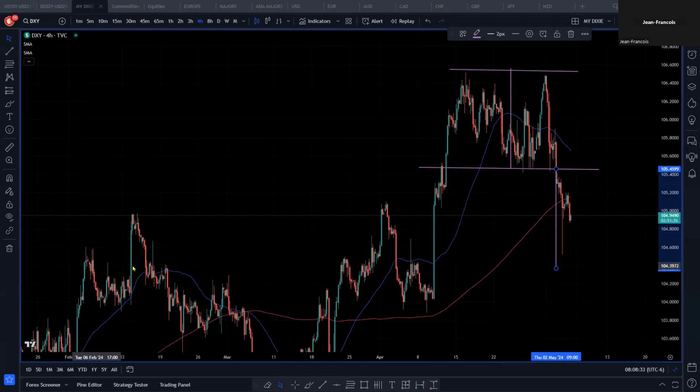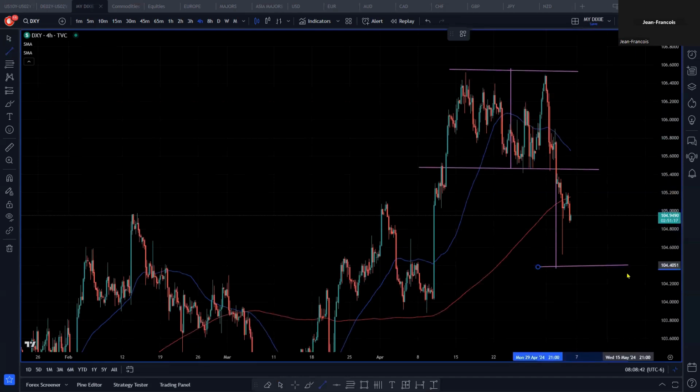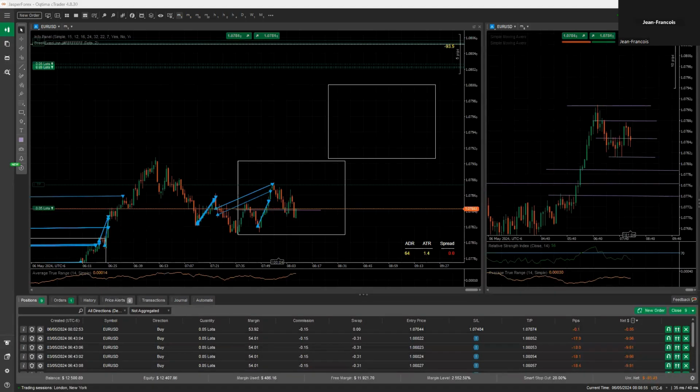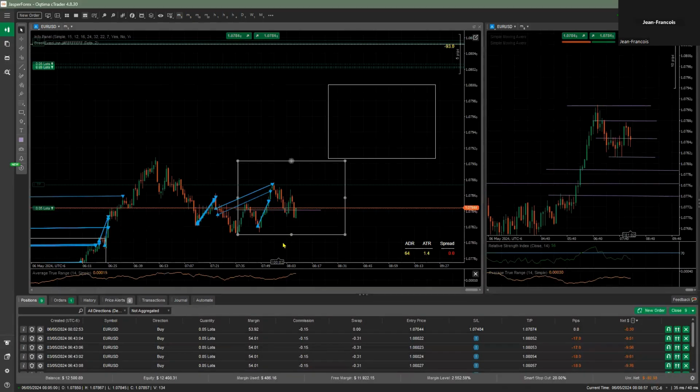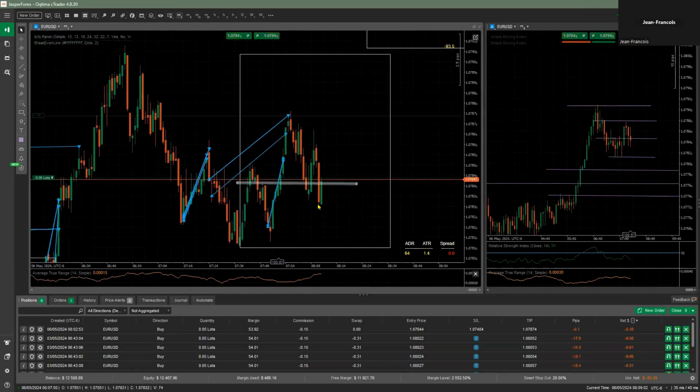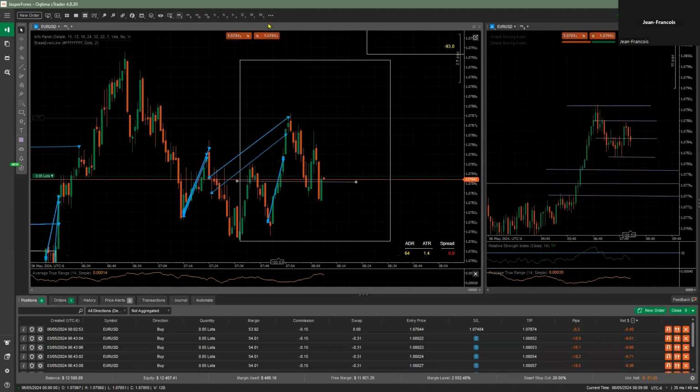There's support here. Let's keep that level in mind. Let's draw a little line there. 440, and then we'll go from here. Red candle, if you're trading the euro, you want to be buying. You would have been buying one bar ago. I'll buy here.